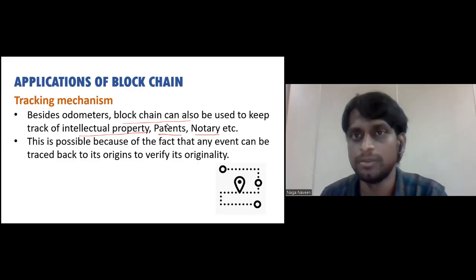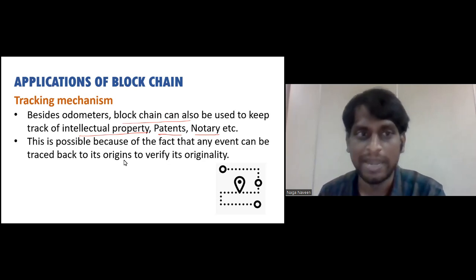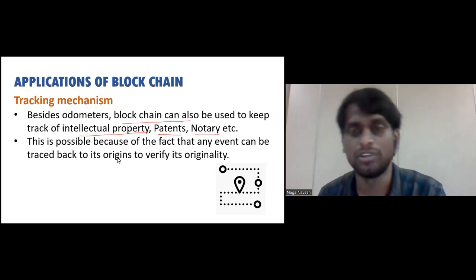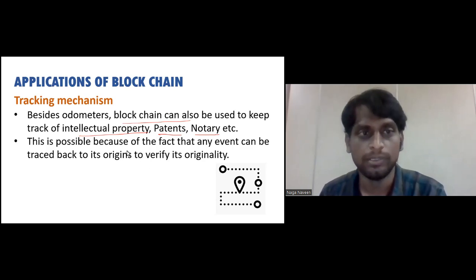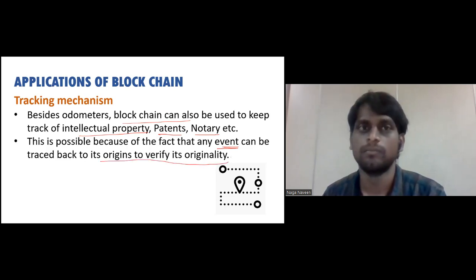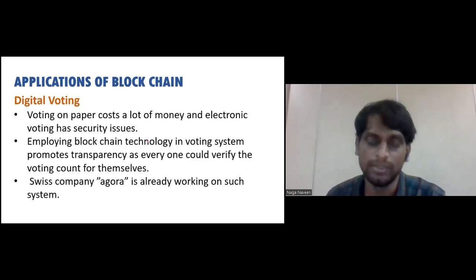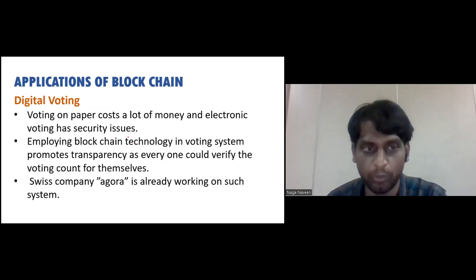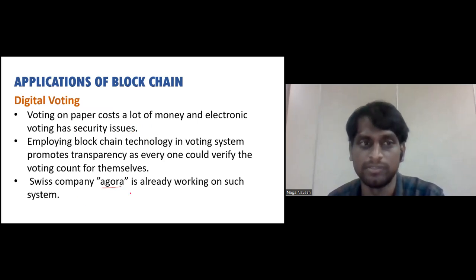Patents, notary, and it can also be used to store land records, as I said in the previous example at the start of this presentation. This is possible because any event can be traced back to its origins to verify its originality. Next, digital voting. Yes, blockchain can also be used for digital voting, and a Swiss company called Agora is already working on such a system.